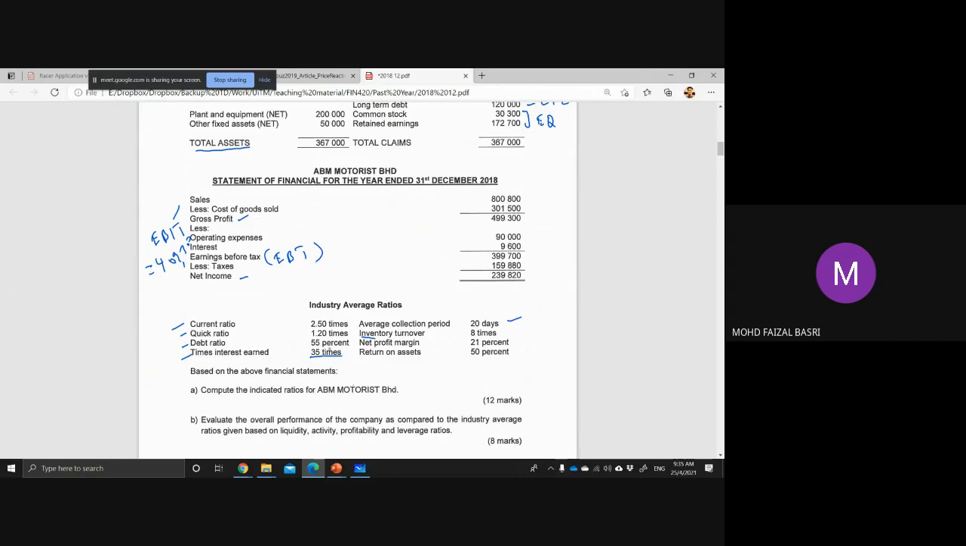For example, liquidity has 2, current and quick. There's no net working capital. Similar with leverage, we have debt ratio and times interest earned, so they skip the debt to equity ratio. For activity, we have 5 earlier, but they ask ACP and inventory turnover. And profitability just now, out of 6, they just ask you net profit margin and ROE.